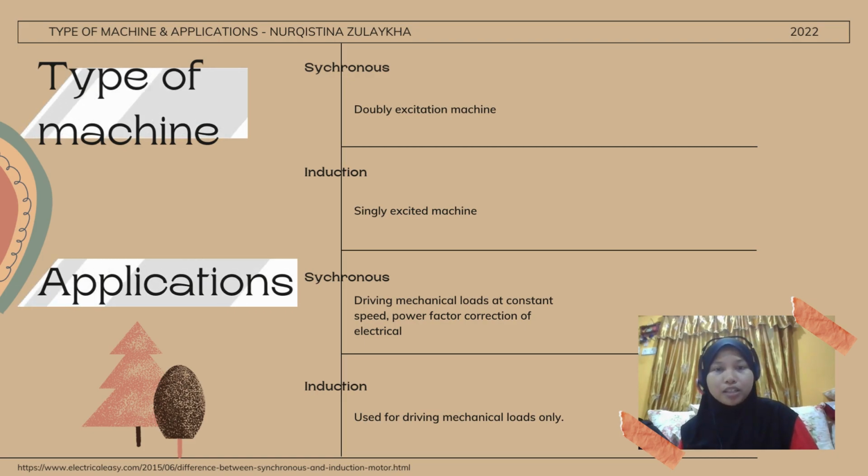For the last part, which is the application, the synchronous motor is used for driving mechanical loads at constant speed and also for power factor correction for electrical systems. Meanwhile, the induction motor is used for driving mechanical loads only.